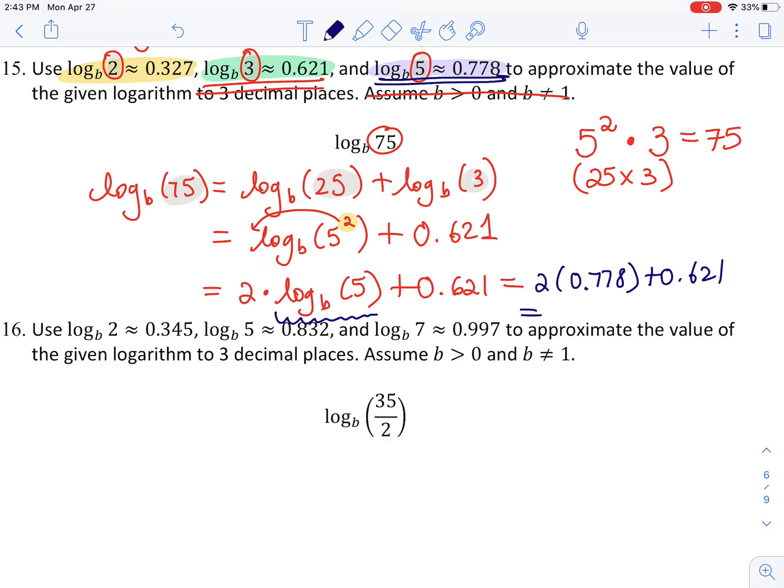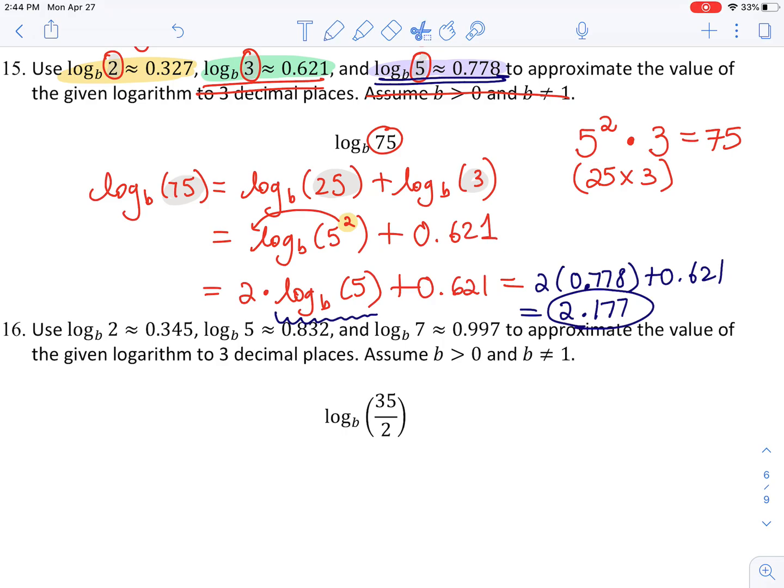So let me go ahead and type this into my calculator. And this is very fun because you have to think about what kind of operation and number, what combination will give you this bigger number 75. So you're thinking backward, really, using the log properties that you know. So approximately, it's going to be 2.177 when you type in 2 times 0.778 plus 0.621. And we have no idea what b is. But we still will be able to approximate log base b of 75 using the 3 little pieces they gave us. Let's try another one.